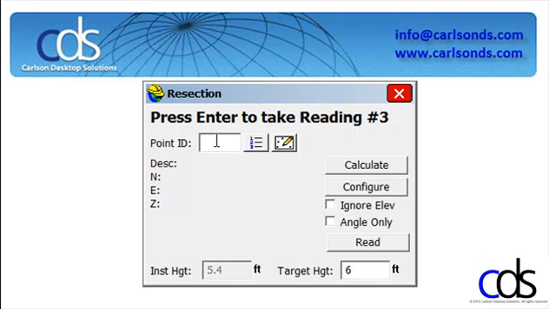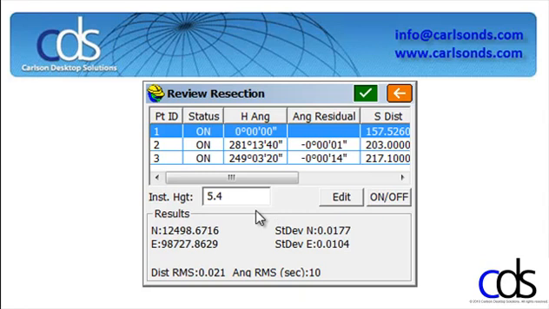But because I'm going to go ahead and do the 3 points, I'll tell it that my next point is point number three, and what I'd like to do is go ahead and take a reading to the point. Now we're asked for a fourth point. I don't have a fourth point here, so I'm ready to go ahead and calculate my resection.